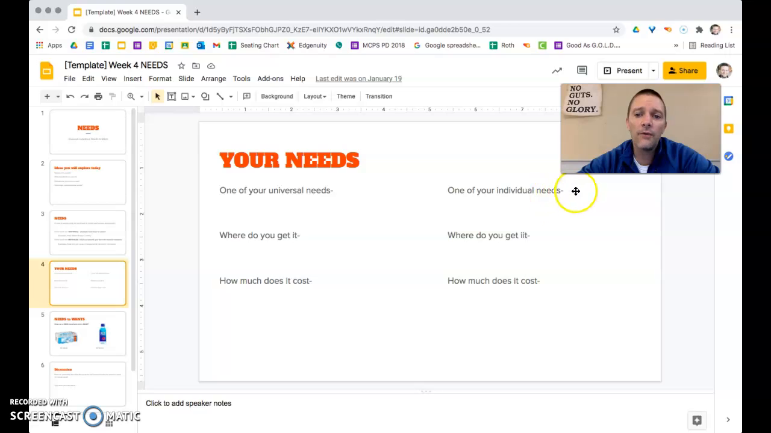Then I want you to type one of your individual needs. Think of something as individual to yourself as possible. One of the examples I gave was my contacts, my glasses. I need those. And I look around me and not everybody needs those. Some of you do, but not everybody does. So think about individual needs. Same thing, where you got it and how much it costs. Take a moment to do that right now, and then you can unpause the video and move on.